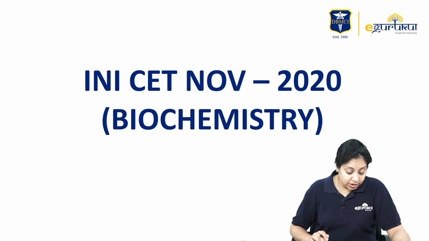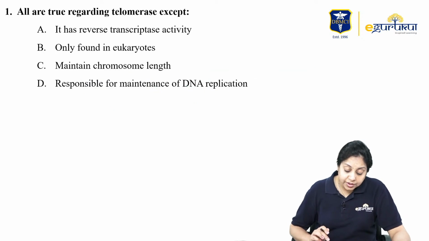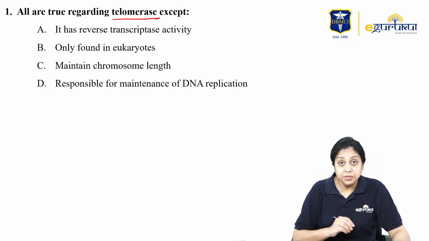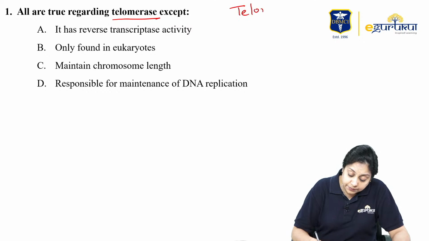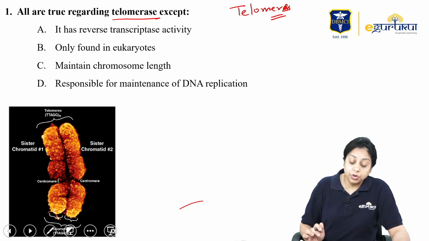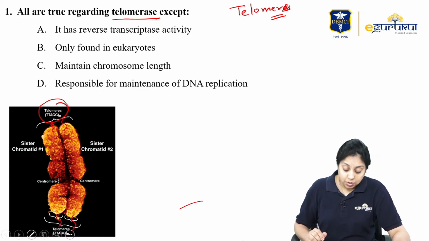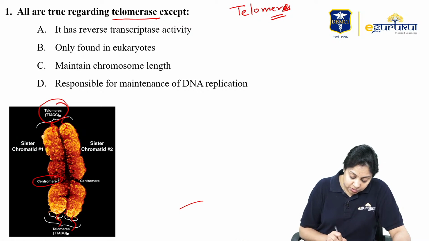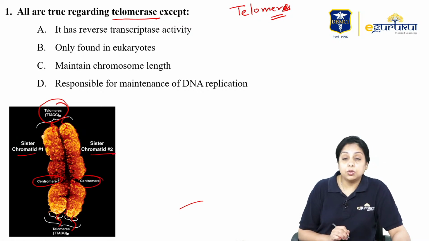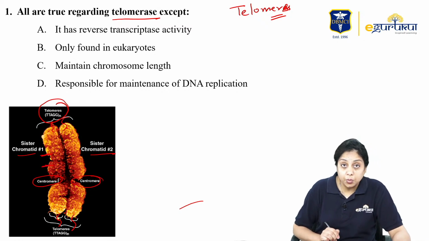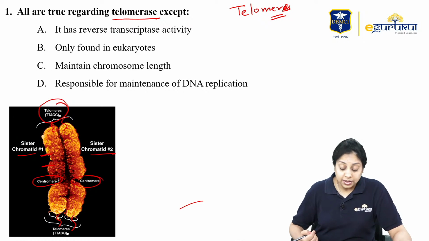INI-CET November 2020 question. All are true regarding telomerase, except: telomerase is the name of the enzyme which synthesizes telomeres. What are telomeres? Telomeres are the ends of the chromosomes, right? You find it here, you find it here. This is a nice chromosome. The centromere is this, and these are the sister chromatids, which are identical, and if a gene is on the same chromatid in identical copies, we call them alleles, right?